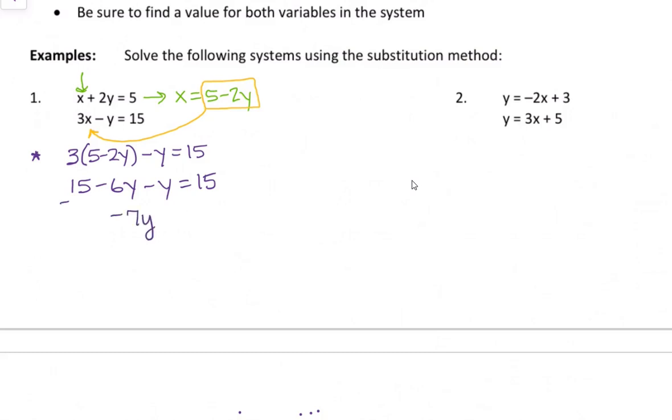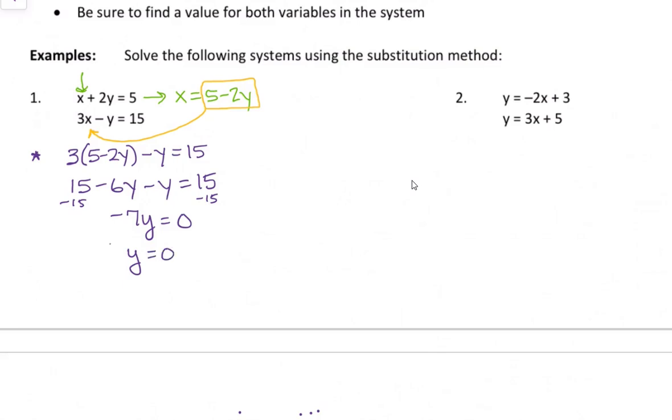And I'm also going to move this 15 to the other side. So I'm going to subtract that 15. And I get negative 7y equals 0. So dividing both sides by negative 7, I get y is equal to 0.